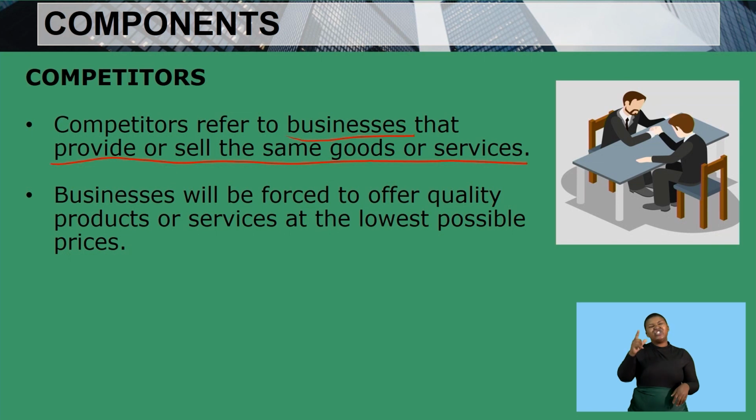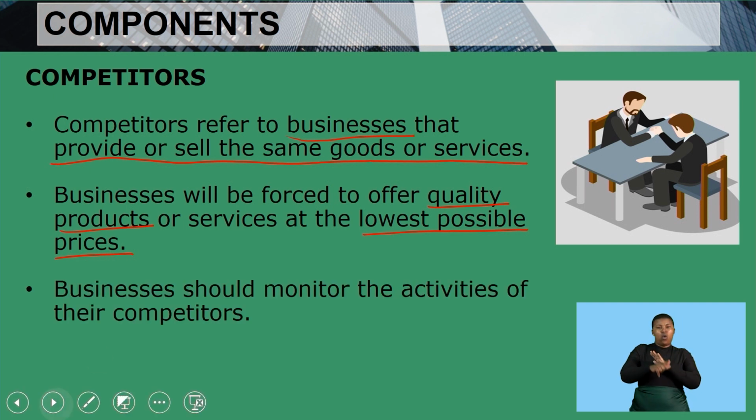So we want to offer a better and preferably a cheaper product than our competitors so we can retain those consumers. The second bullet addresses this fact where it states businesses will be forced to offer quality products at the lowest possible prices. In order for our business to compete with our competitors, we will want to have the best possible quality at the lowest possible price.